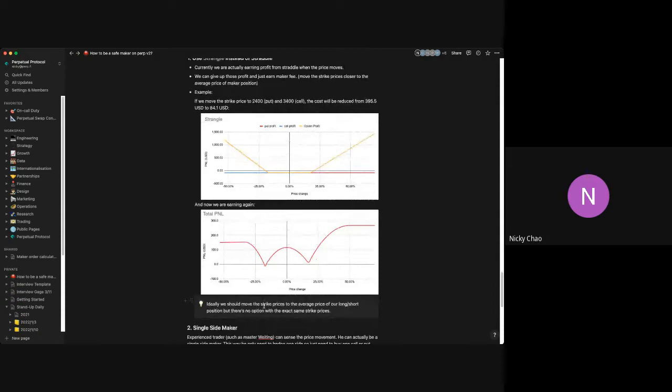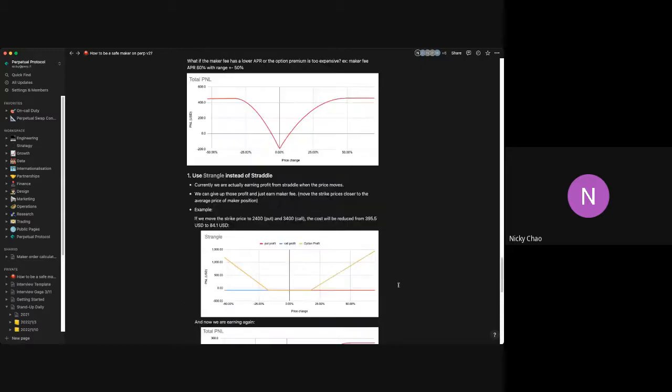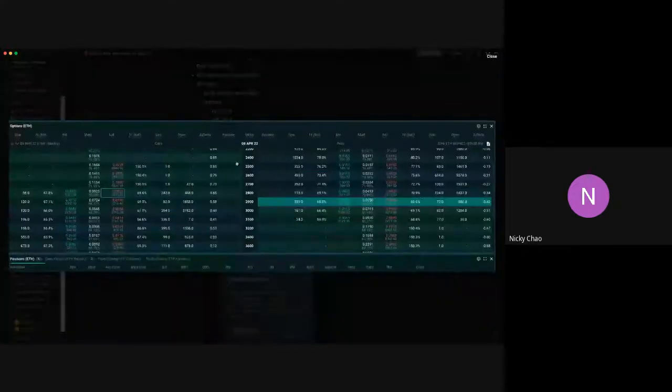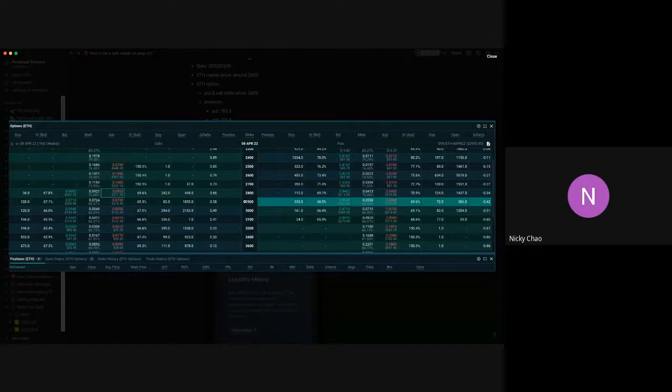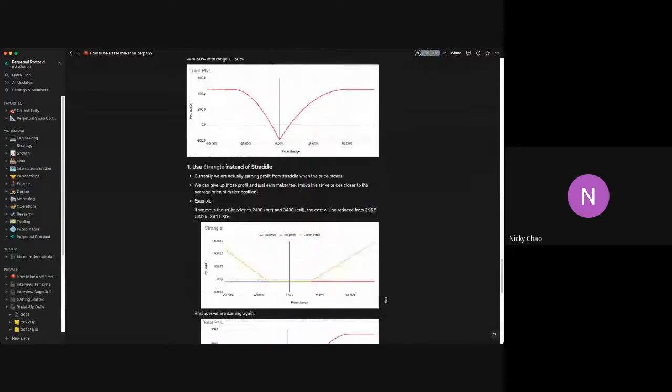So ideally, we would like to buy an option where the strike price is equal to the average price of your long or short position, because that way you will be perfectly hedged. But that is theoretical. In reality, you cannot do it, because the strike prices here are actually multiples of 100, right? So you cannot always buy an option at the strike price of your average price. So the line looks a little bit weird.